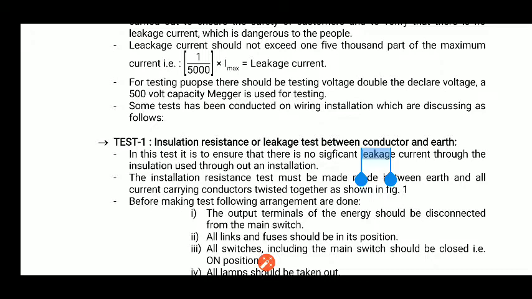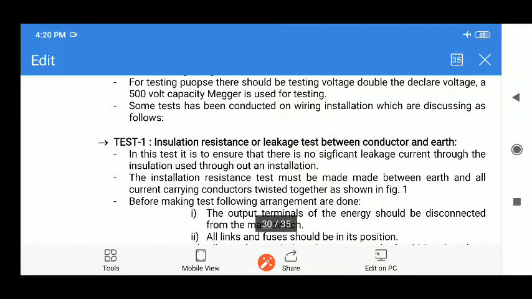So first we discuss electrical test 1, insulation resistance test or leakage test between the conductor and earth. This test is to ensure that there is no significant leakage current through the insulation used throughout an electrical installation. The insulation resistance test must be made between the earth and conductor, with the current carrying conductors twisted together as shown in the figure. Before making the test, the following arrangements are to be done.